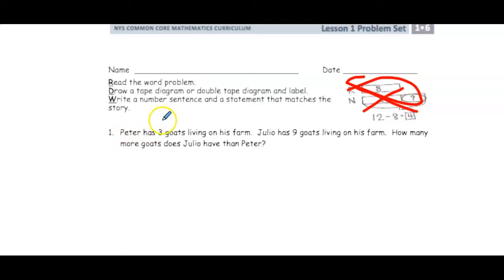Peter has 3 goats living on his farm. Julio has 9 goats living on his farm. How many more goats does Julio have than Peter? Go ahead and push pause, take as much time as you need, and then come back and check your work.